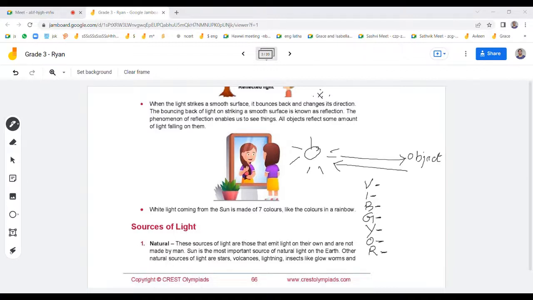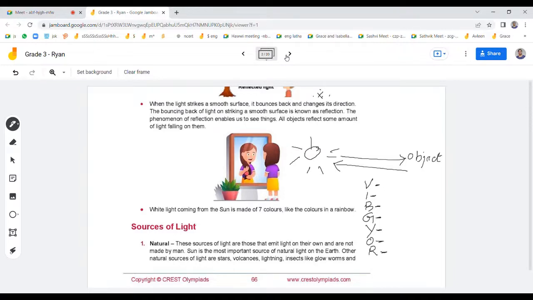Have you seen glowworms? Never. Like fireflies? I saw fireflies only in Google videos and cartoons, not in real life. So these fireflies and glowworms are examples of living luminous objects.